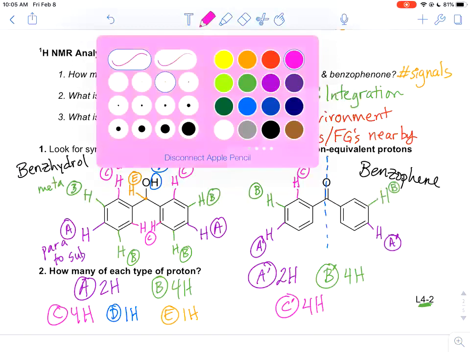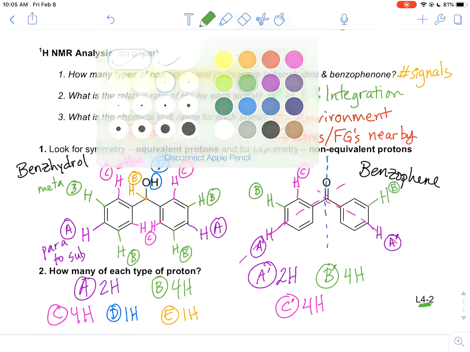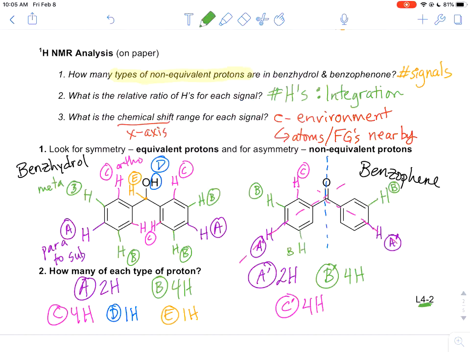Because of the plane of symmetry that we have through the molecule this way, because it's a benzene ring here, we also have a proton B down here and here as well, and that's why we came up with a total of 4 hydrogens for signal B, or I wanted to call it B prime, just so it was a little bit different from benzhydrol's.